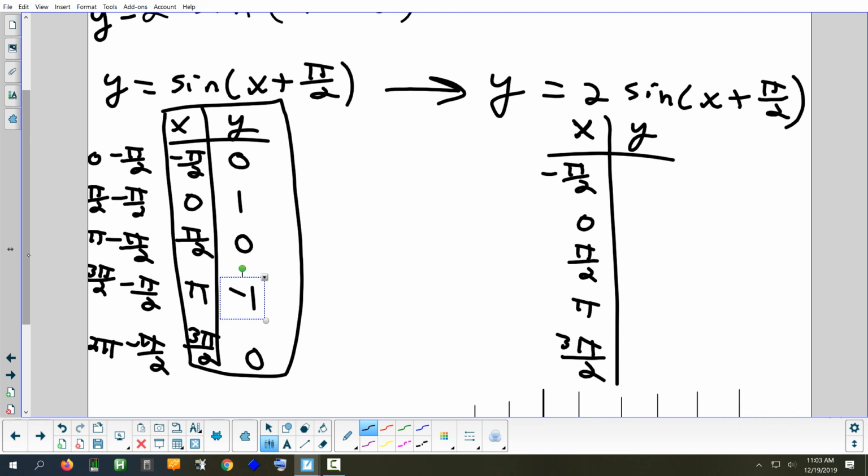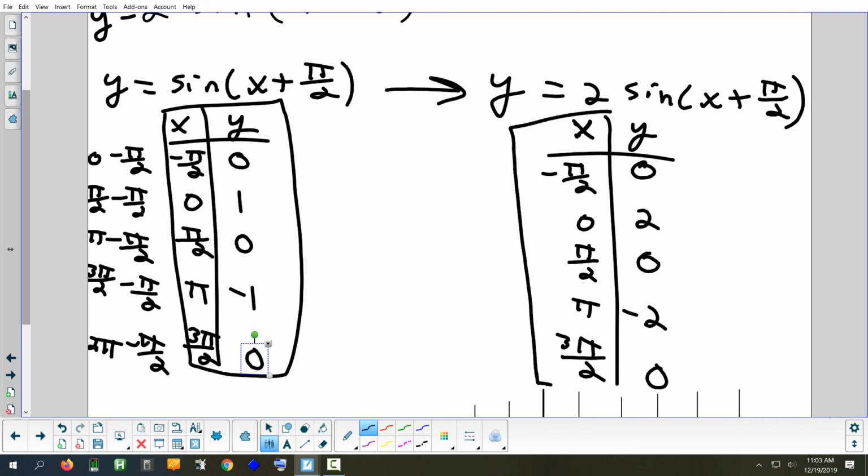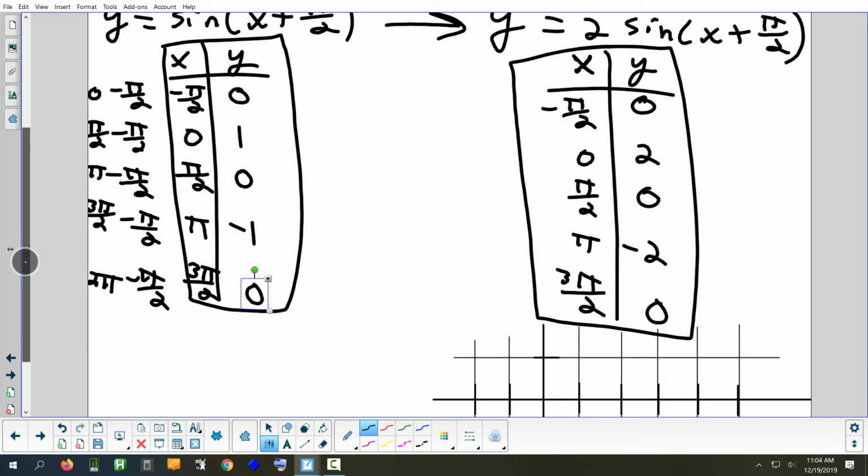0, 2, 0, negative 2, 0. And that is what I would be grading. Just like every other problem, you're going to get 1 point for each x and y you get correct in the table. Now we make our sketch.